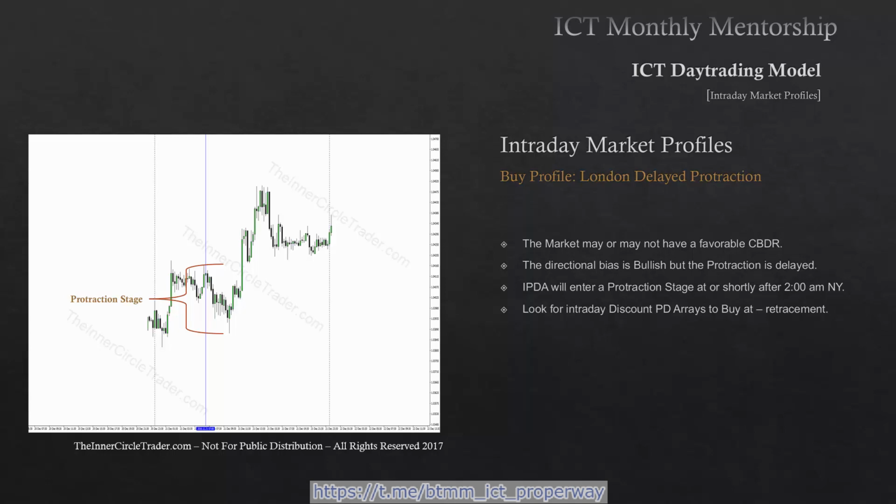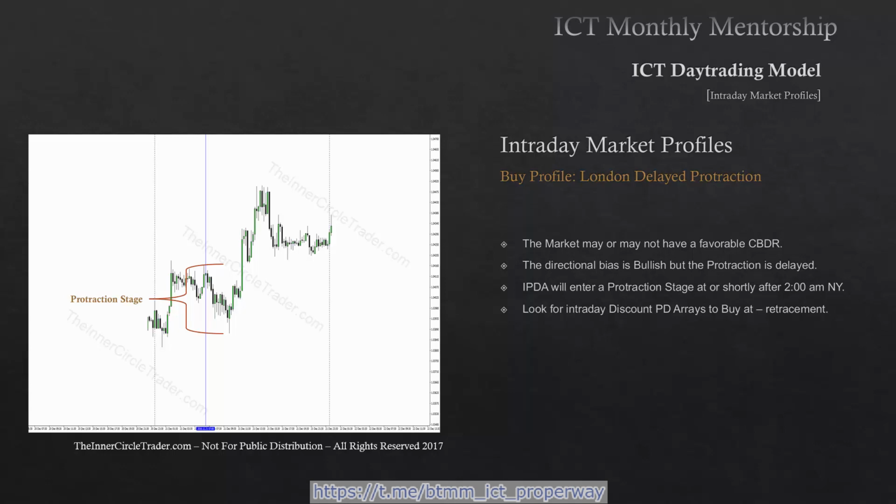Either I'm going to be bullish or bearish. That's going to be determined by looking at the daily chart and where are we trading off of recently. Are we moving higher or lower? If we're going to be expanding higher, then I'm going to be looking for bullish scenarios in London. And I'm going to be using the 2 criteria for the buy profile. Either it's going to be a London protraction or a London delayed protraction day. That's it. Nothing else is slipping through the cracks. Nothing else is going to surprise me.